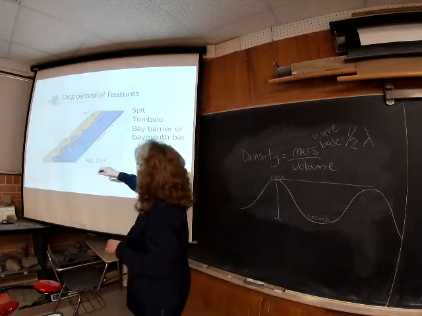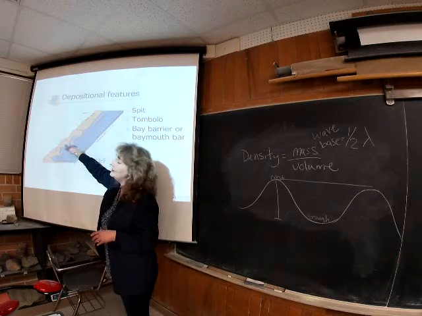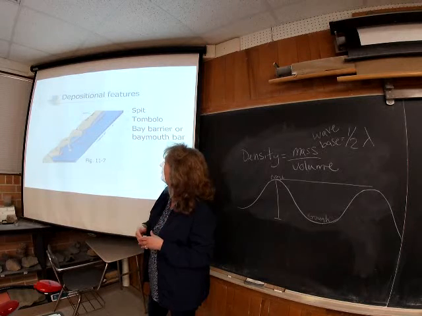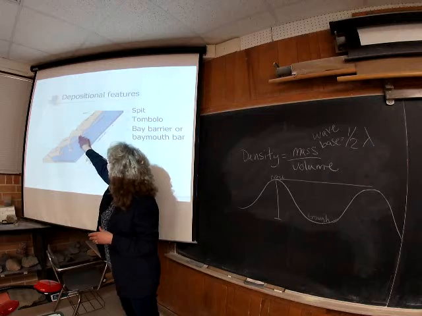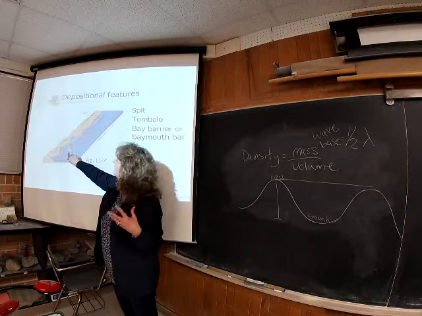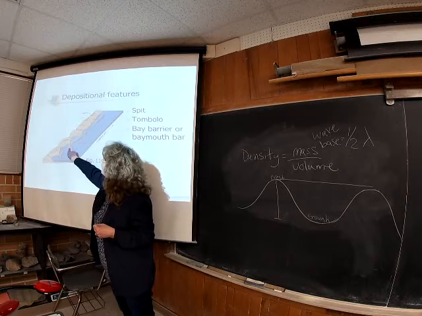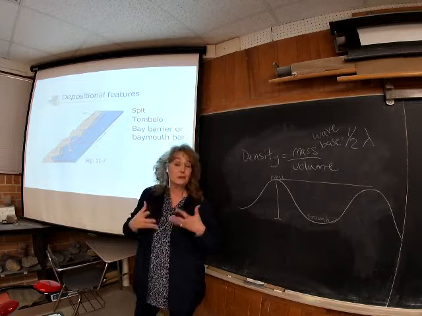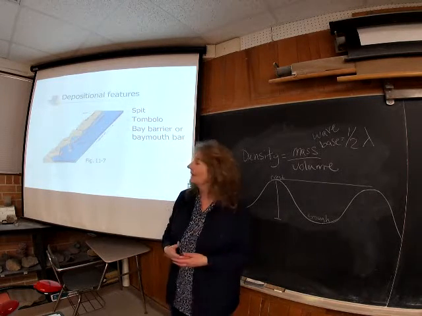Well, right, so maybe you get a spit coming from both sides and it completely blocks off your bay. That's called a bay mouth bar. Okay, a bay mouth bar there. Here was the tombolo. So you had some sort of an island here, but the velocity has slowed down in front of that to where it builds up that sand ridge known as a tombolo.